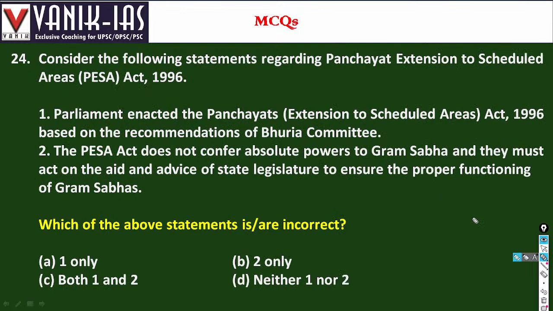Consider the following statements regarding Panchayat Extension to Scheduled Areas, PESA Act. Parliament enacted the Panchayat Extension to Scheduled Areas Act based on the recommendation of the Bhuria Committee. PESA Act was extended in 1996. Yes, this is right. Next.